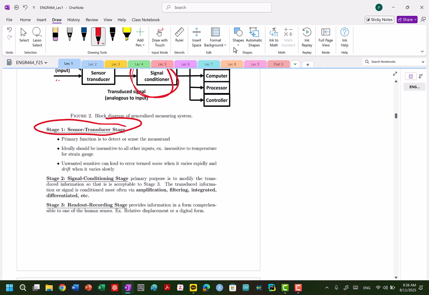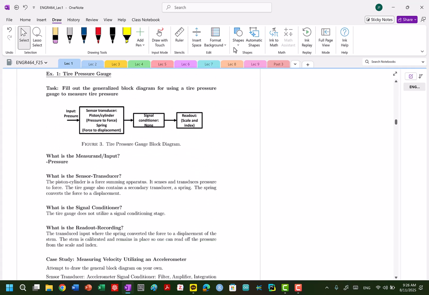In the sensor transduction stage, again, we're just trying to detect and measure, and it should be insensitive to all the different inputs. Noise and drift can occur, so we have to be careful of that and design our system to deal with that. This is just what we talked about for the signal conditioning stage. We have a readout.